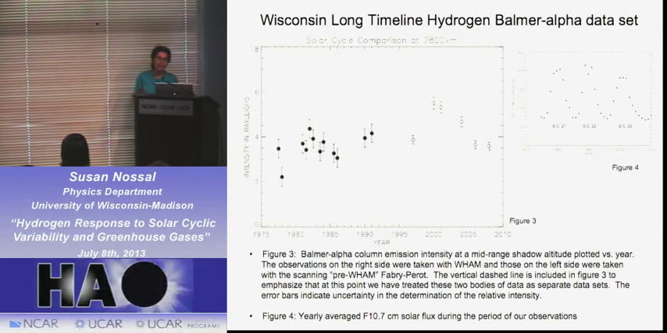This dotted line is here to indicate that up to this point we've treated these as two separate data sets. They're taken with very similar instruments. However, when looking for long-term changes, there are a lot of factors that need to be considered to make sure that the calibration, the analysis, the instrumentation or the observational process is not what's accounting for or contributing to the longer-term change.